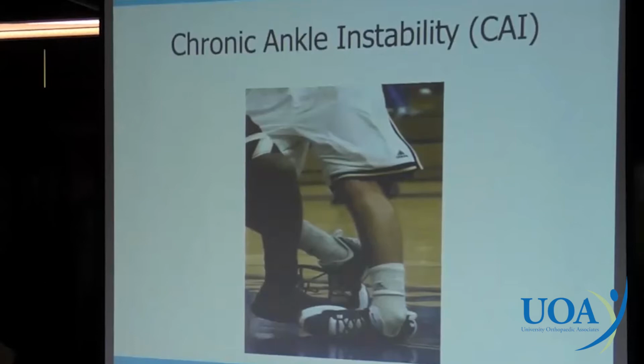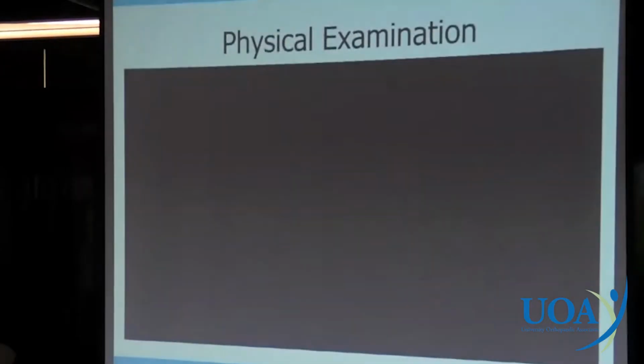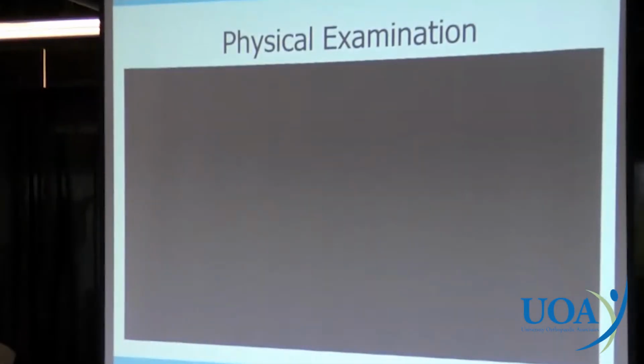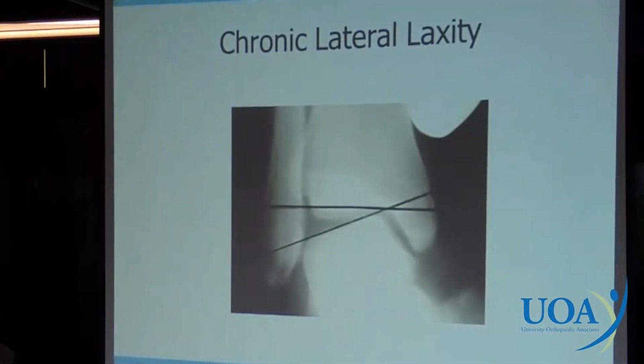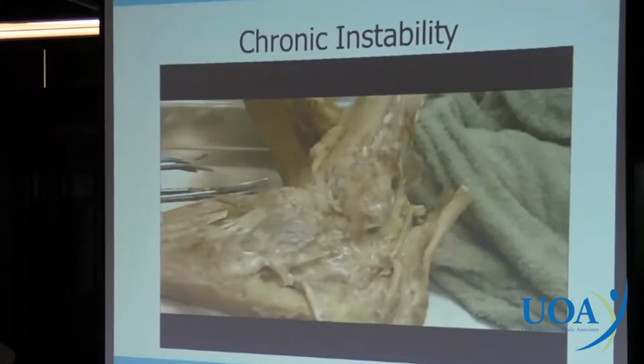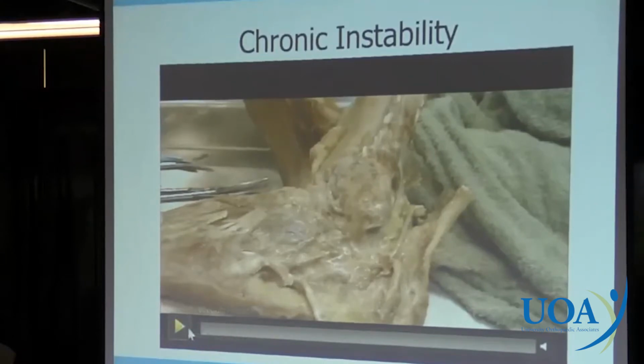So the person who then goes on to chronic ankle instability, I'm going to skip this video because we don't have time. We'll have an example of their x-ray in the office shows chronic lateral laxity with greater than 10 degrees on their talar tilt.